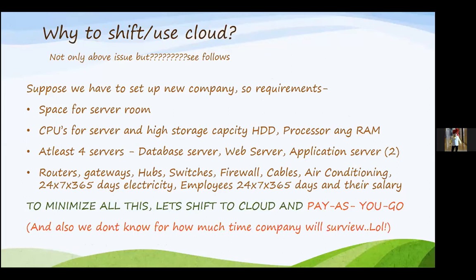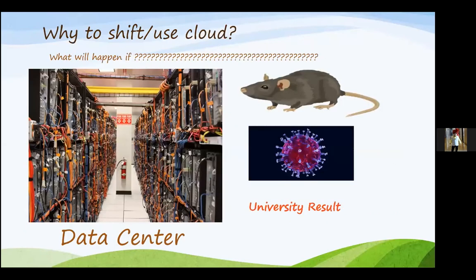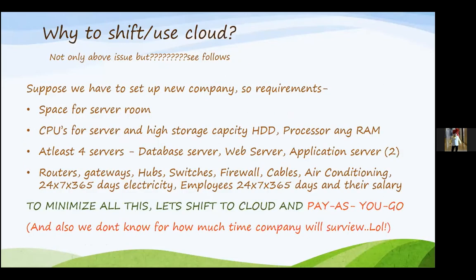Again, you require routers, gateways, hubs, switches, firewall, cables, and air conditioning. For this room, you will require high air conditioning. Why? Because whenever these CPUs are continuously running, they get heated, and because of the heating, most of the CPUs burn. So for that, you will require air conditioning also. You will require 24/7, 365 days electricity. If this server room stops, then your whole business will go down.